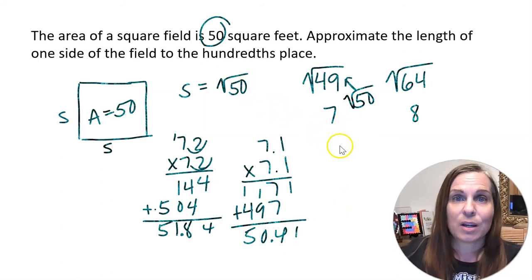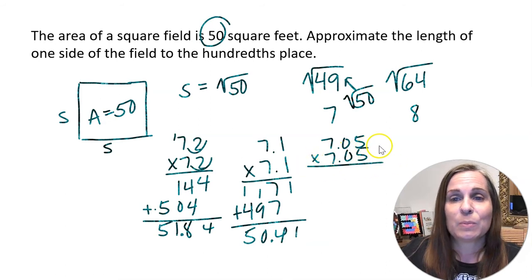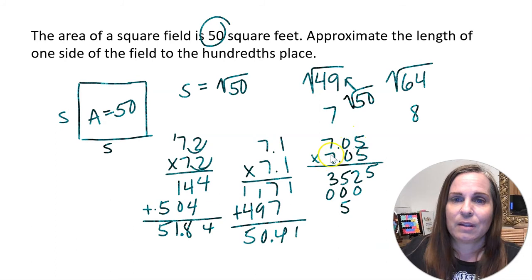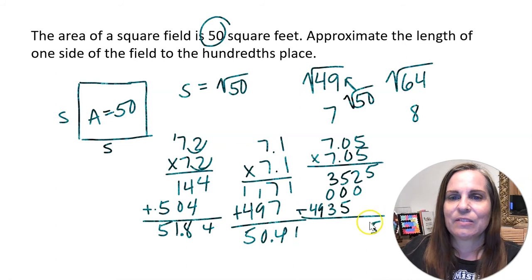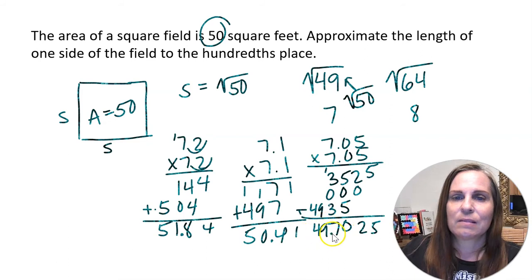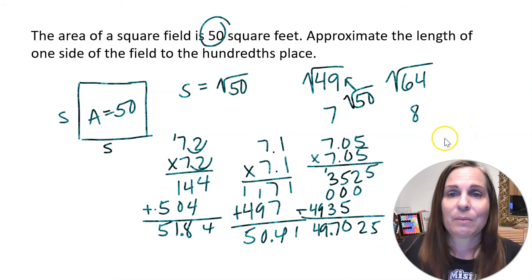So what if I try 7.05 times 7.05? Now these multiplication problems are going to get longer, unfortunately. 0, 0, 0, and then 5, and then carry the 3, 5, yeah, carry the 3, and then 49, 5, 2, 0, carry the 1. Ooh, that's pretty close, right?